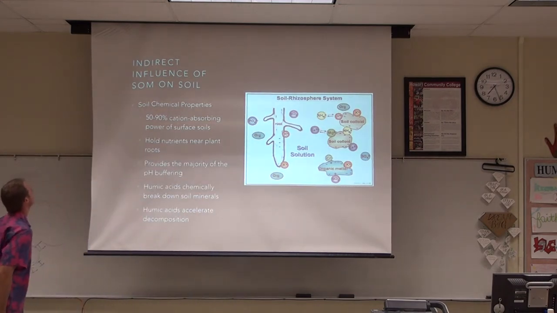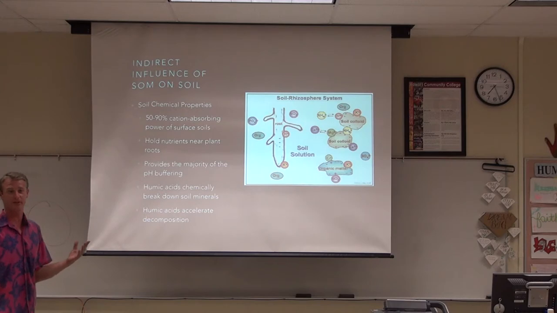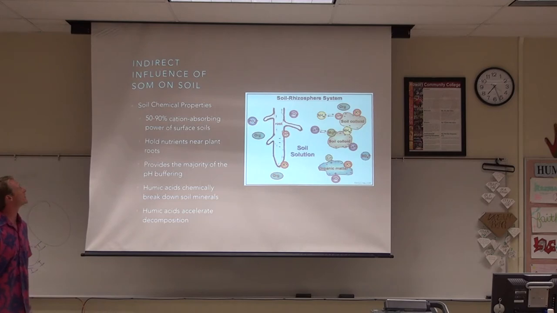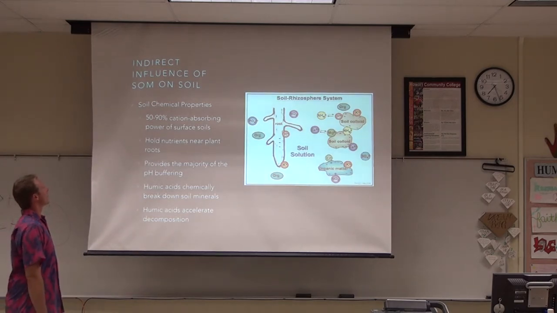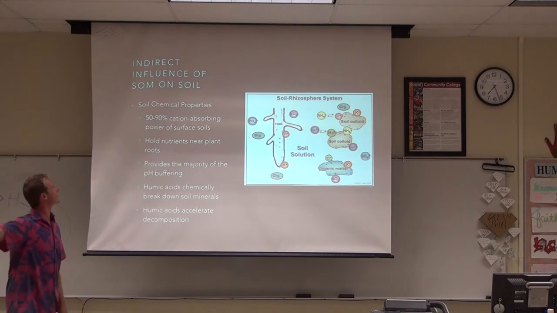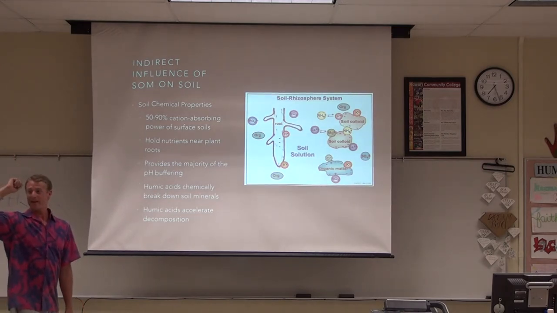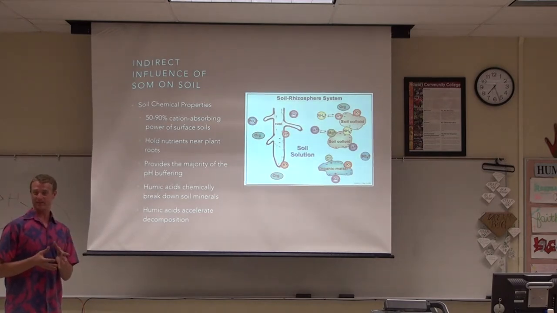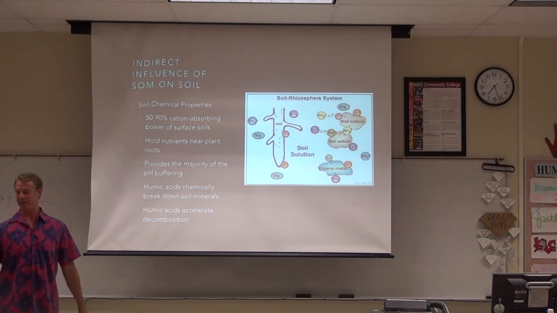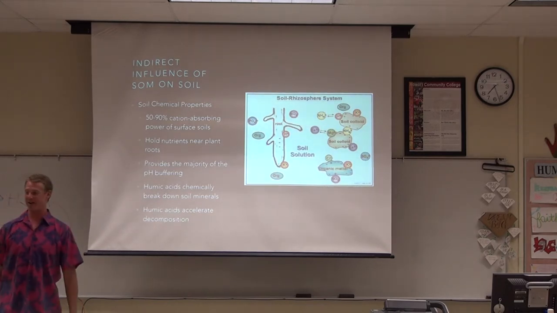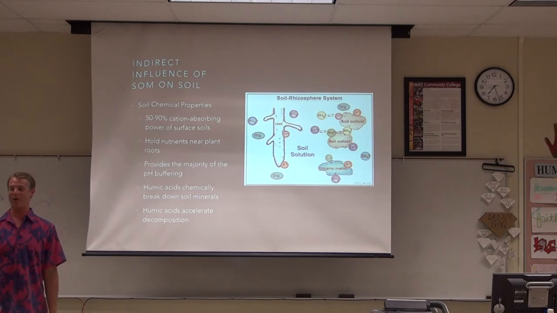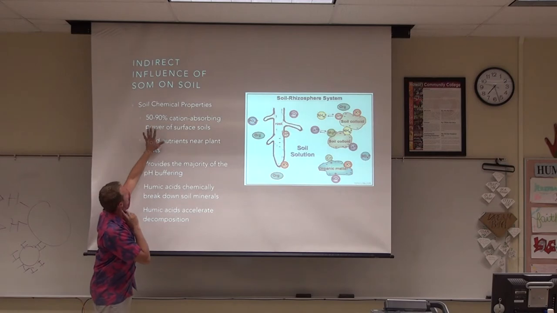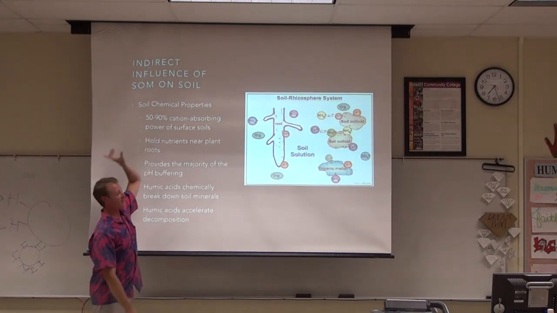Indirect influence of soil chemical properties, right? So we just looked at the physical. Let's look at the chemical properties. What effect does soil organic matter have on the chemical properties? Well, 50 to 90% of the cation absorbing power of surface soils comes from soil organic matter. You have a CEC rating, cation exchange capacity, that you get from your soil analysis. If you were to spend the next 3 months putting soil organic matter out, your CEC would go way up, okay? 50 to 90% of the cation absorbing power of the surface soil is because of soil organic matter.